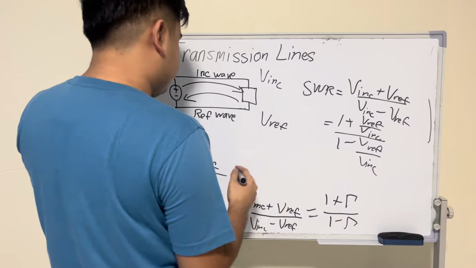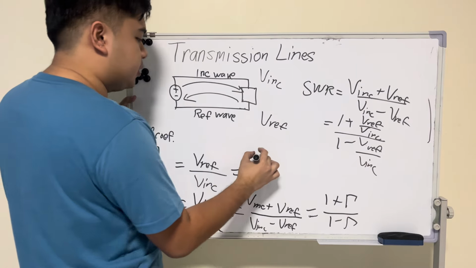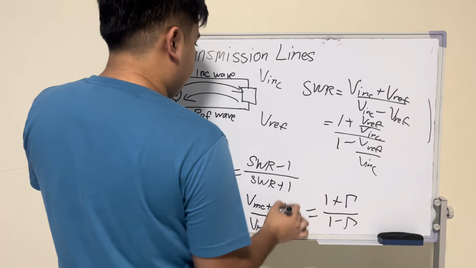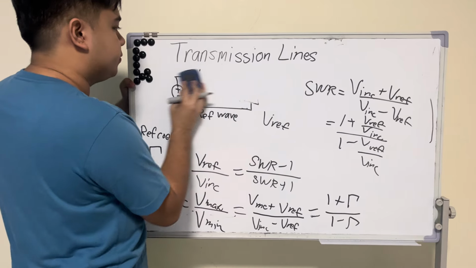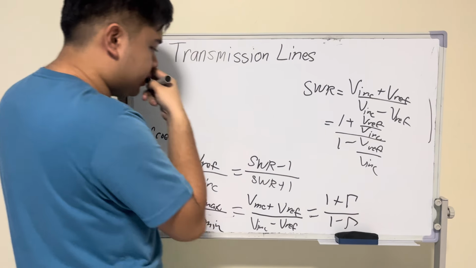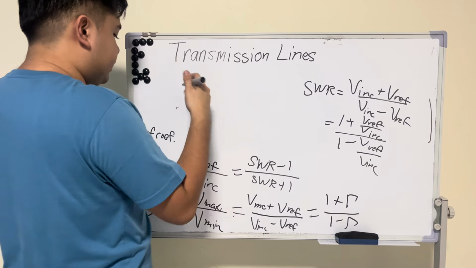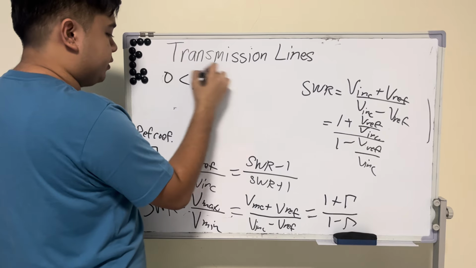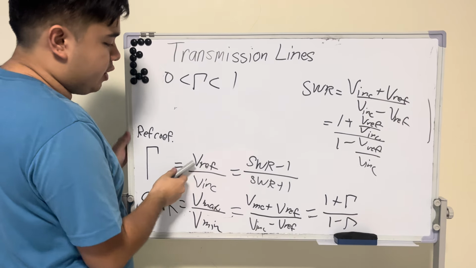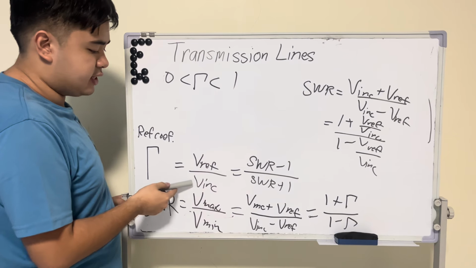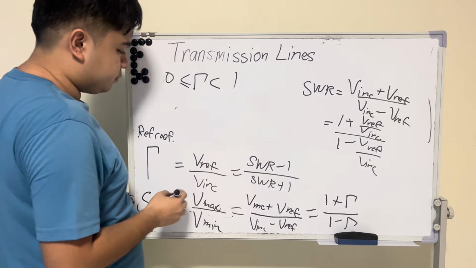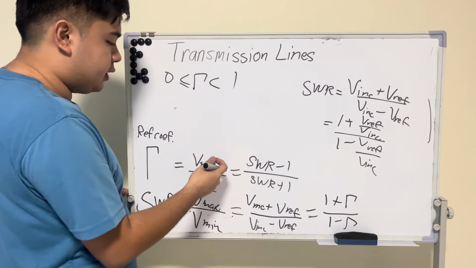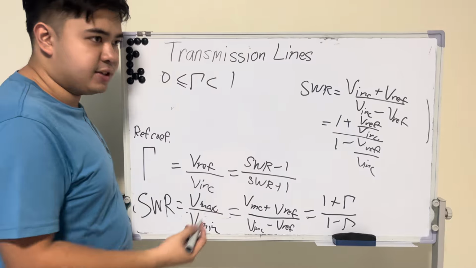Algebraically manipulating this, we can get that gamma is equal to SWR minus 1 over SWR plus 1. From here, we can see the bounds of this. We can see that gamma is between 0 and 1. V reflected and V incident. V reflected is always less than V incident, right? But V reflected, its minimum is 0, so this can be 0, right? Because you can have a system in which there is no reflected wave.